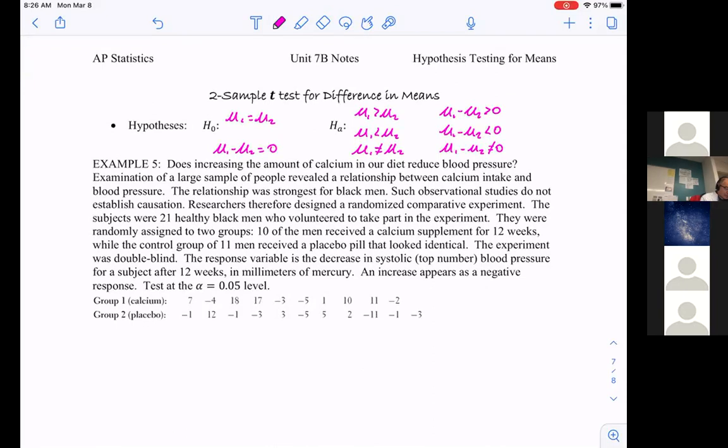So we have 2 groups, one receiving the calcium supplement, the other not. And actually we have that down below. So n for my calcium group is going to be how many? 10. And n for my placebo group is going to be 11. The experiment was double-blind. The response variable is the decrease in systolic blood pressure, or the top number between the pre and the post, per subject after 12 weeks in millimeters of mercury. An increase appears as a negative number.